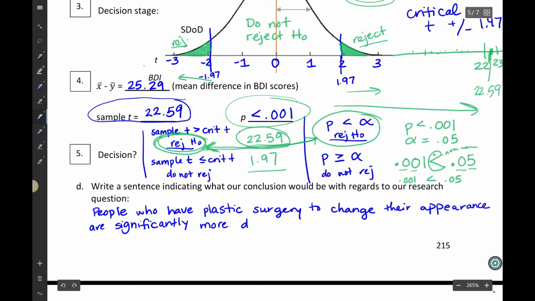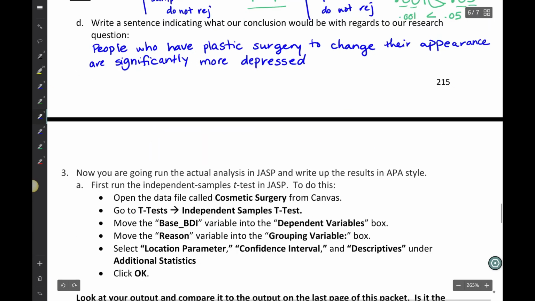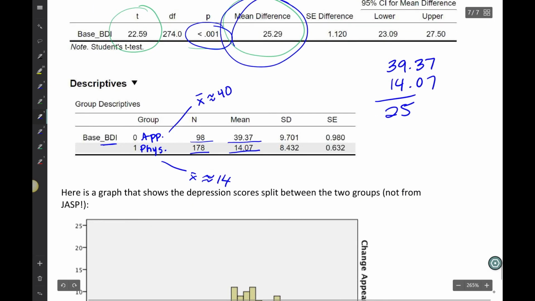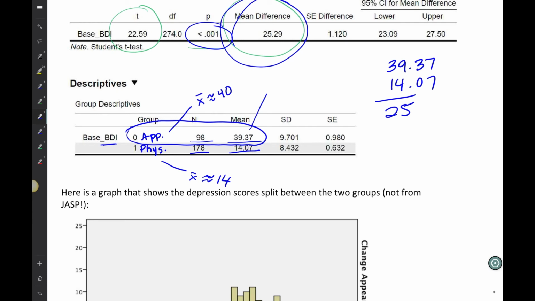More depressed. You may be wondering, how do you know they're more depressed? Well, which group had the higher depression value? The appearance group. Remember, high depression scores mean high depression, low mean low. We can see the appearance group has much higher depression scores on average than the physical reason group. And since we found a significant result because our P is less than 0.05, we can say this group is significantly higher than this group.